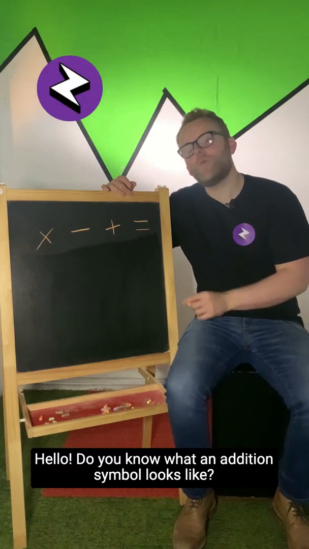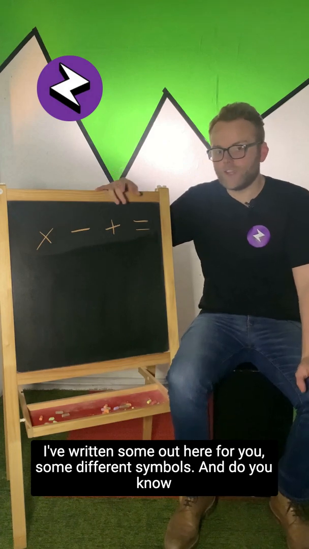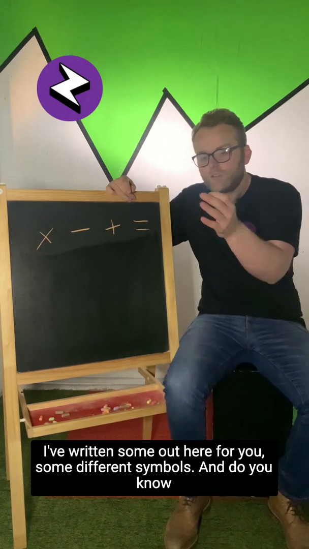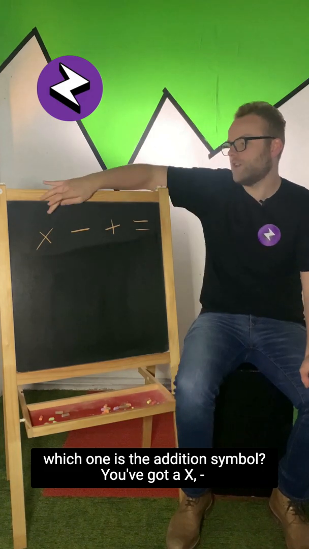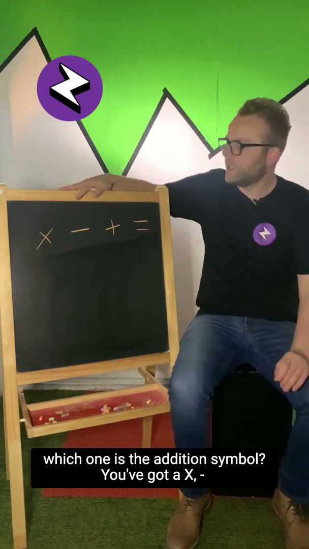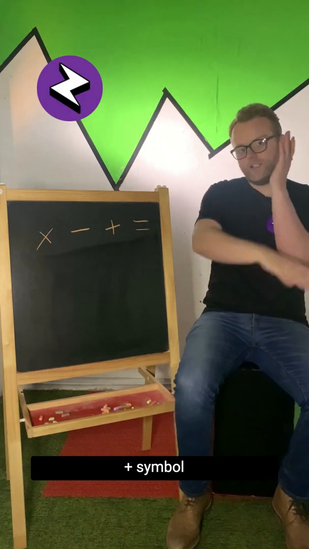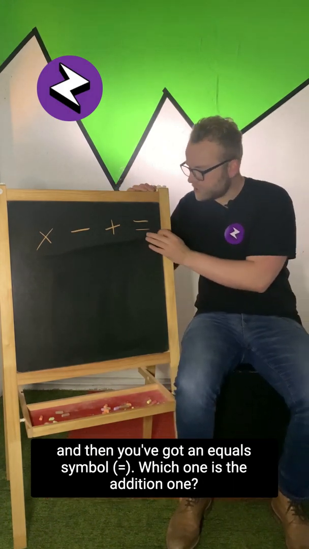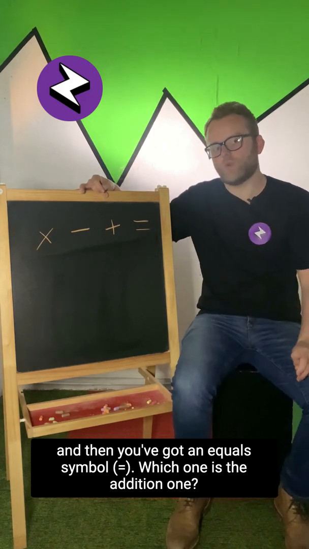Hello, do you know what an addition symbol looks like? I've written some out here for you, some different symbols, and do you know which one is the addition one? Okay, so you've got ones that look like this, like a cross, and you've got a horizontal line like that, and then you've got two lines going like this, and then you've got two ones like this. So which one is the addition one?